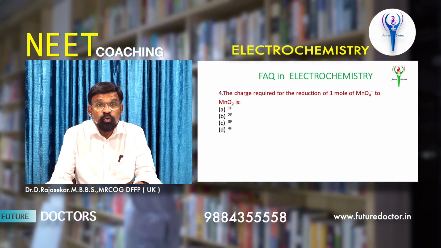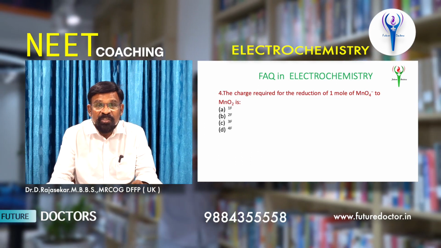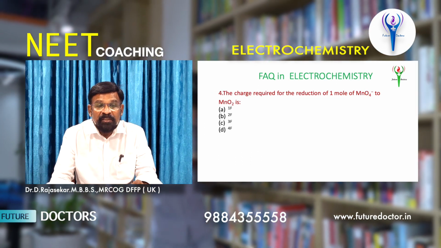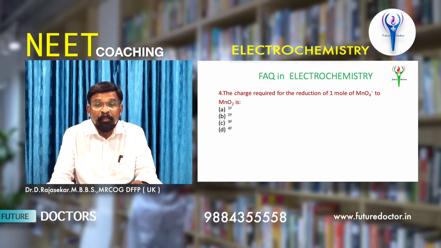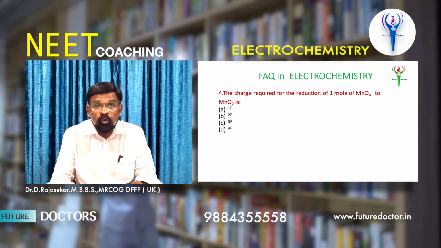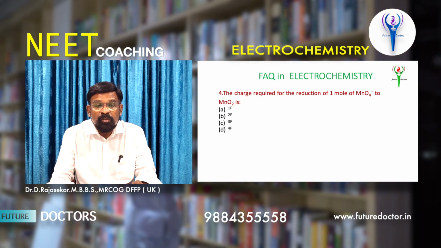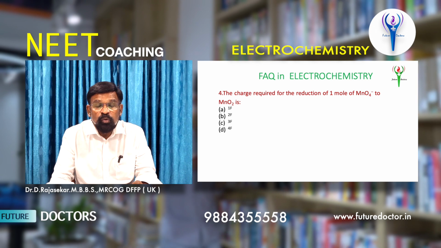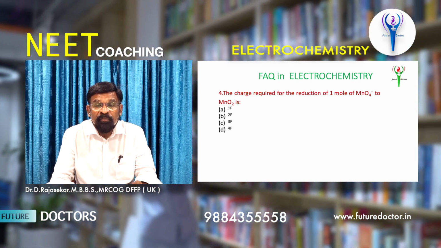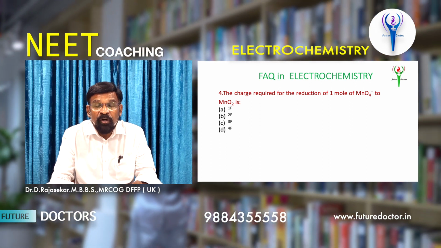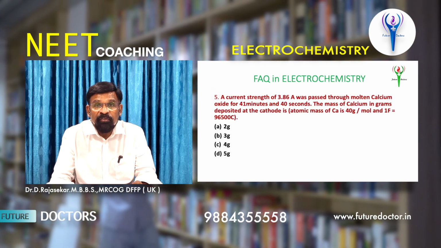Let's move on to the fourth question. This is a fairly easy question. The charge required for reduction of 1 mole of permanganate, MnO4-, to MnO2 is: option A, 1F; option B, 2F; option C, 3F; option D, 4F.